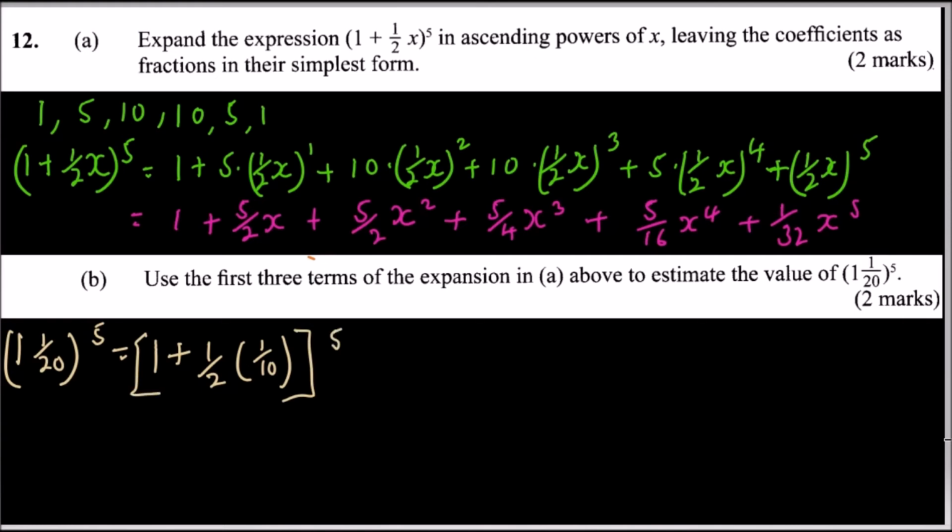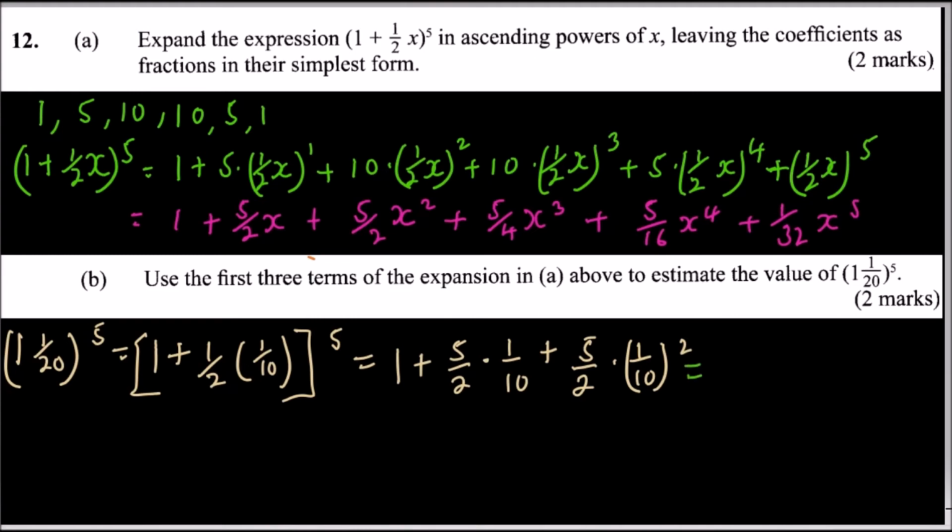So when you write it like that, we can now use the expansion in A and say this is 1 plus. Now we are going to replace x, because we have put 1 over 10 in place of x. We replace the value of the x with that value, that is 1 over 10. So we have 5 over 2, we use dot for multiplication, and that is 1 over 10. Then we have plus 5 over 2, and then we have 1 over 10 squared. So those are the first 3 terms of our expansion.